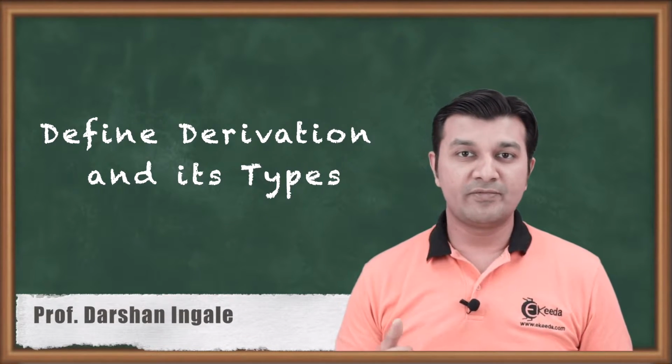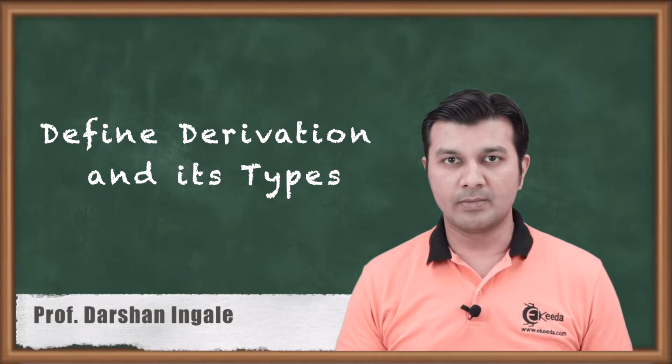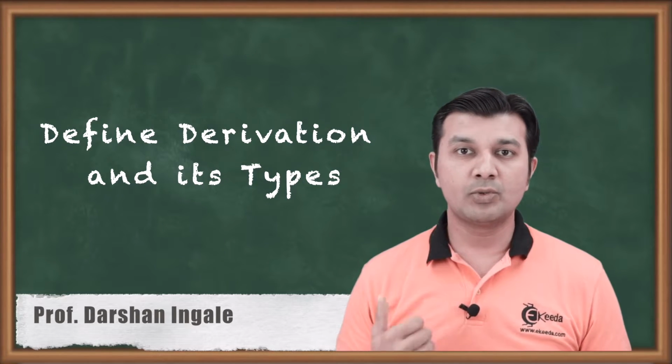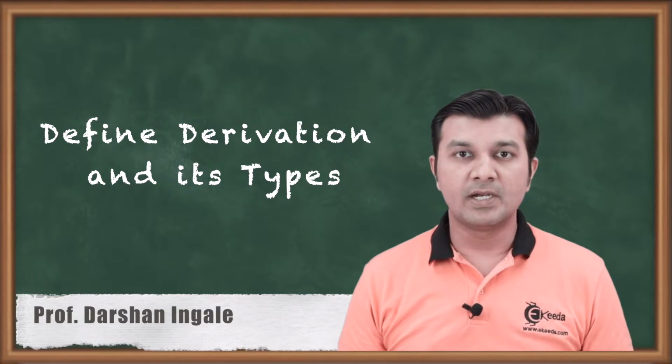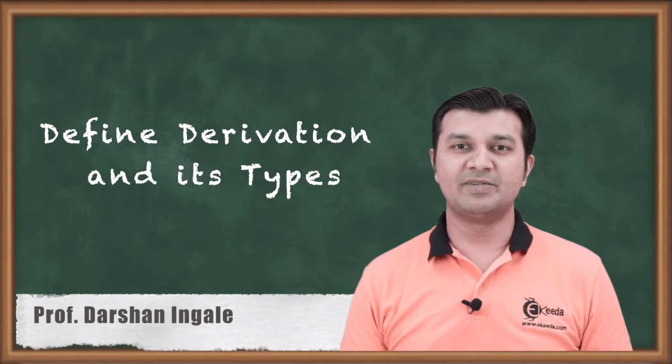So having understood the definition of grammar and context-free grammar, now we all are set to understand what is derivation, what are its two types, basically the leftmost derivation and the rightmost derivation. Let's get started.